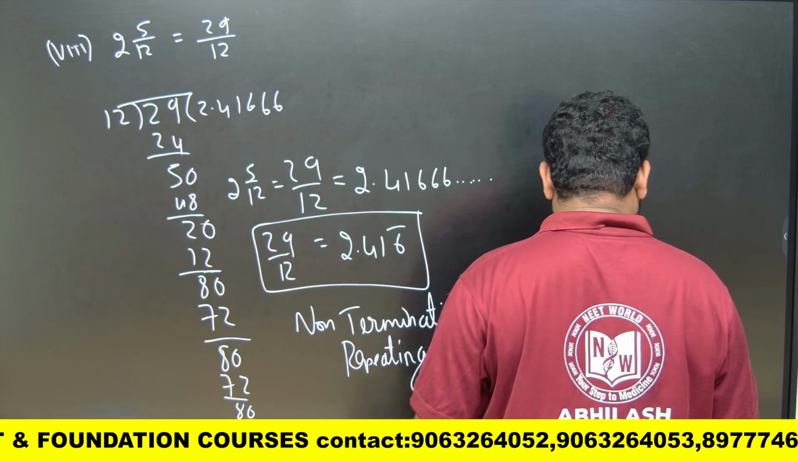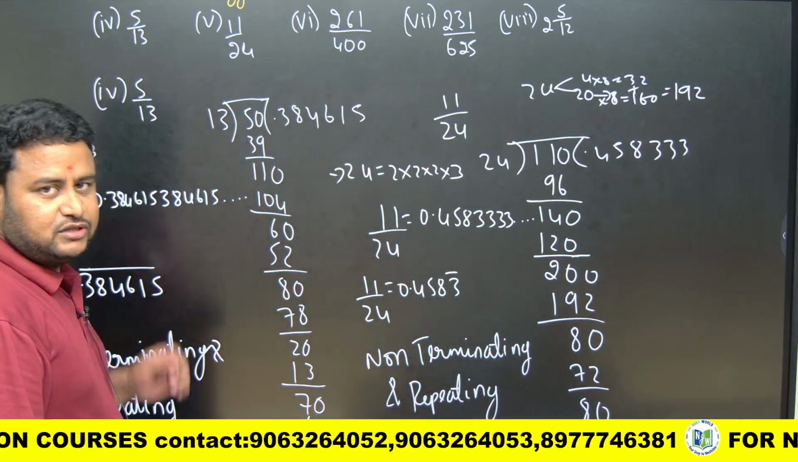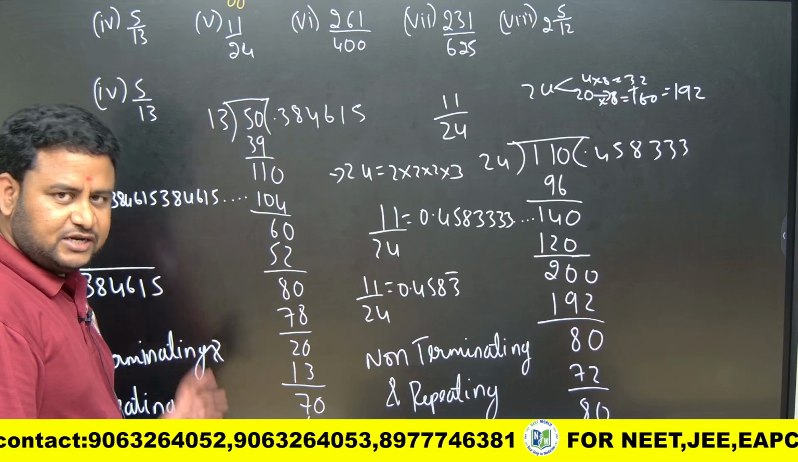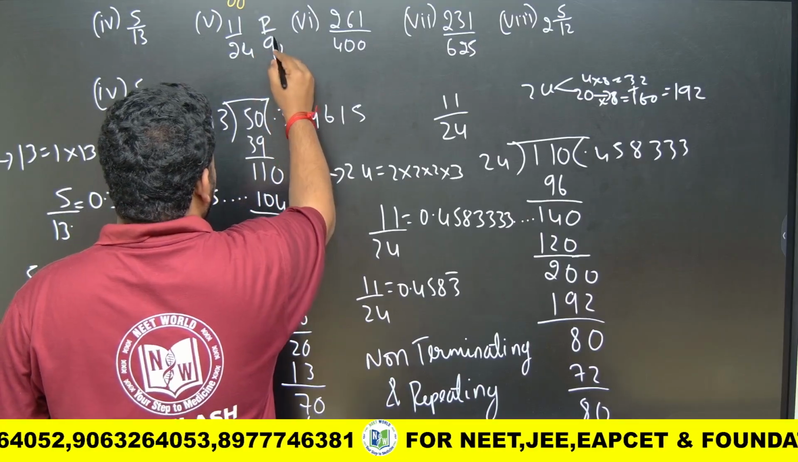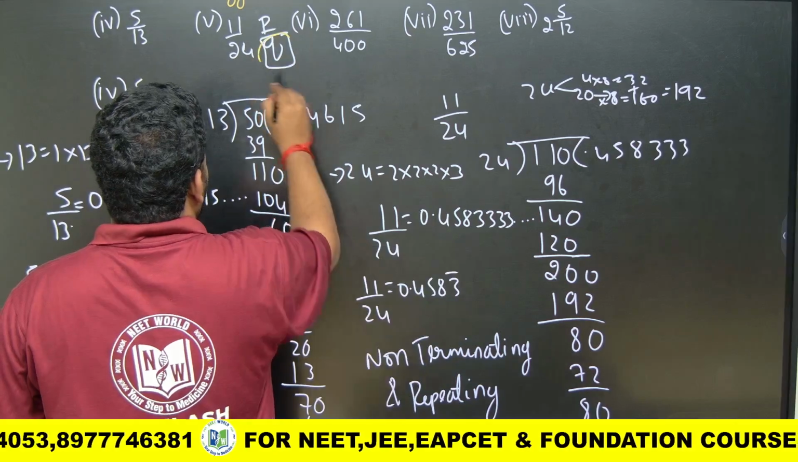Here it is non-terminating. So you have to observe one thing, friends. Whenever we are getting terminating, as I told in the previous class itself, the factors of the denominator are the factors of q. This is nothing but p by q form, so we are talking only about q now.